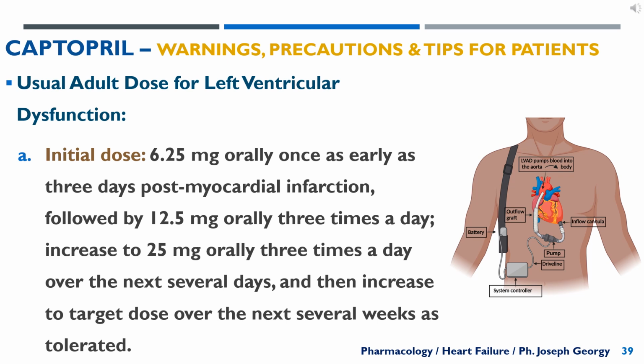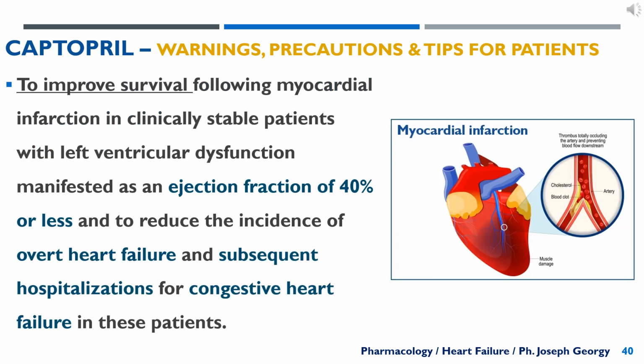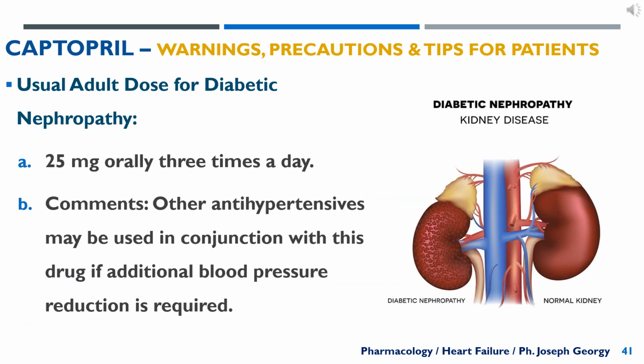followed by 12.5 mg orally 3 times a day, increased to 25 mg orally 3 times a day over the next several days, and then increased to target dose over the next several weeks as tolerated. This is to improve survival following myocardial infarction in clinically stable patients with left ventricular dysfunction manifested as an ejection fraction of 40% or less, and to reduce the incidence of overt heart failure and subsequent hospitalizations for congestive heart failure in these patients. Usual adult dose for diabetic nephropathy, 25 mg orally 3 times a day.